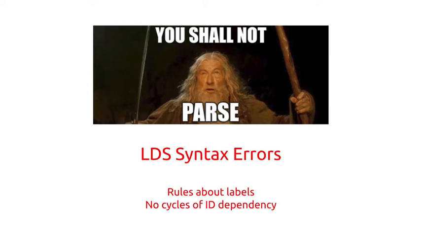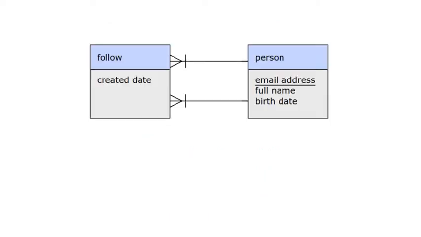By the end of this video, I'll expect you to understand and recognize several LDS syntax errors and know how to correct them. We'll cover several rules about labels and some examples of the rule that there can be no cycles of identification dependency. This fragment is also discussed in the video about reflexive relationships.